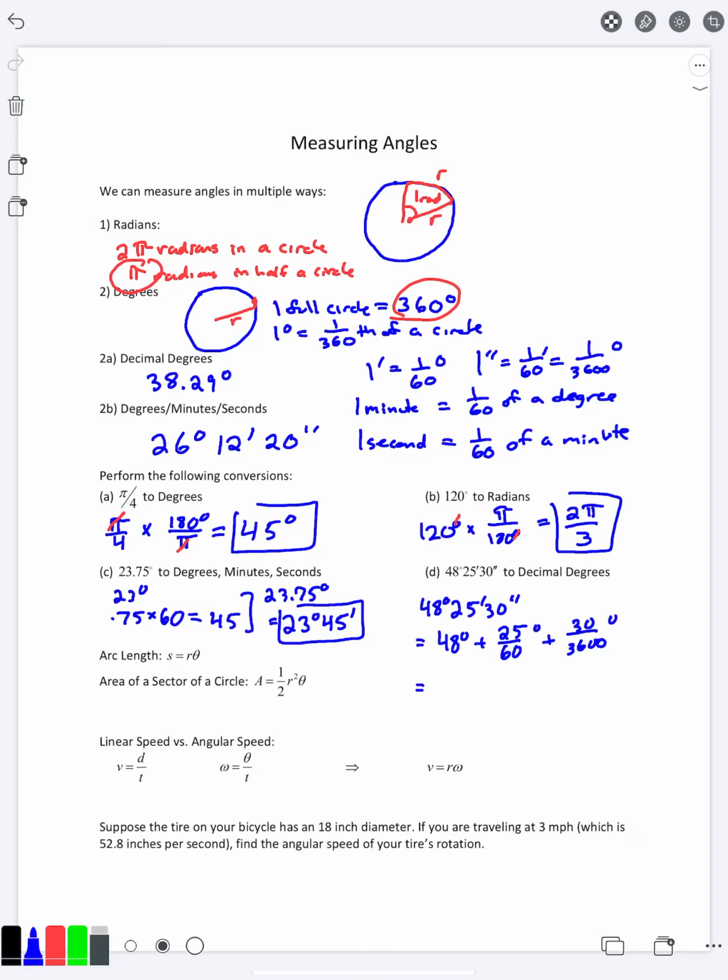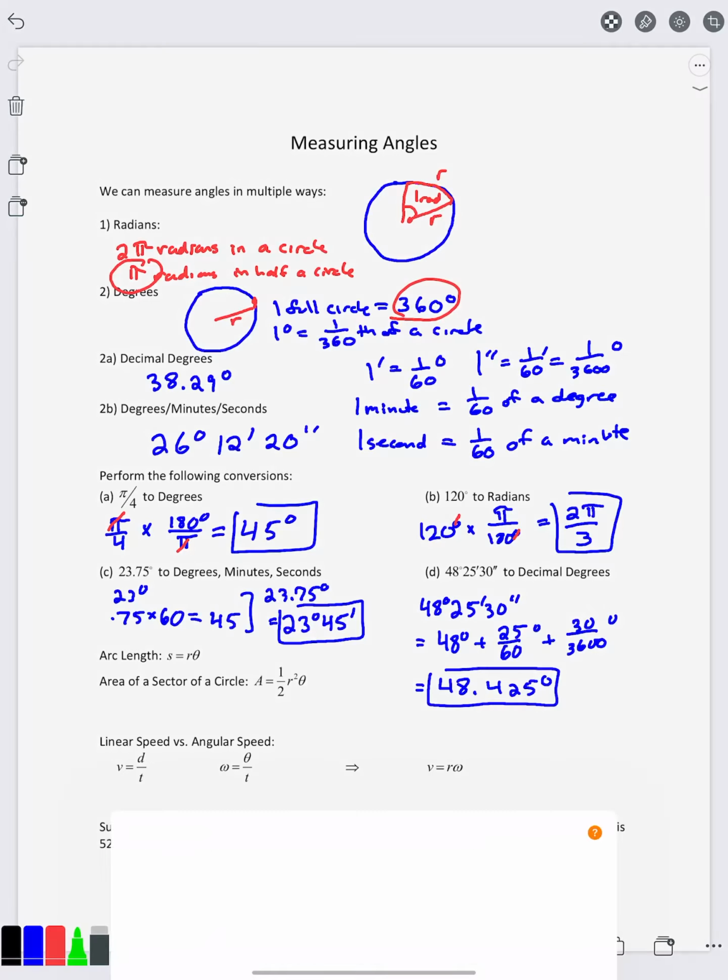Now note that I'm going to write this: 48.425. Now I chose an example here where it kind of works out nicely, but it won't always be true. So just be careful. If you might have to round, then so be it.